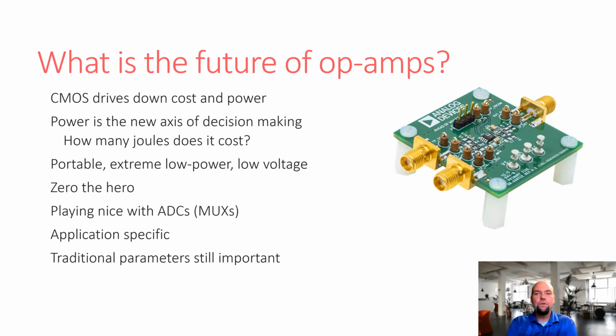Okay, now what is the future of op-amps? This is one of my favorite things to talk about, because it's something that, in an academic environment, we maybe don't talk about enough: where are things going? One of the biggest things that's happened in op-amps is the switch to CMOS. Most op-amps use CMOS technology now. We've gotten very good at designing things using CMOS technology. It's driven down costs, it's driven down power consumption. And power really is the new axis of decision making.